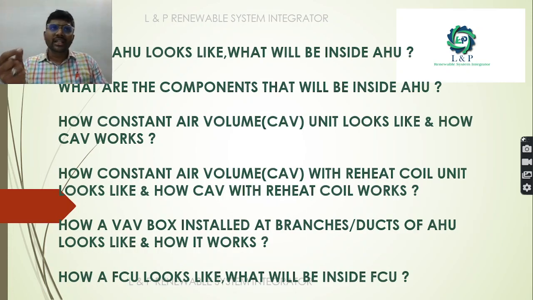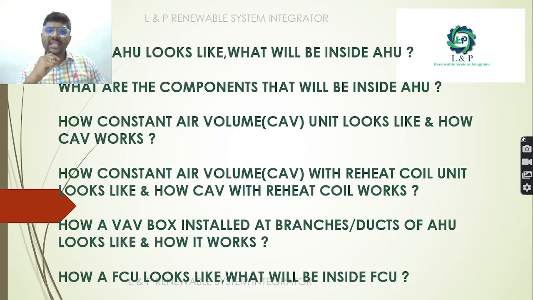So what are the things that we are going to discuss in part 5? How an AHU looks, what will be inside this AHU, and what components are present inside an AHU. How a constant air volume unit looks and works, how a constant air volume unit with a reheat coil looks and how a reheat coil works. How a variable air volume unit, that is VAV, installed at the branches of the duct of an air handling unit, works, and how an FCU looks and what will be inside the FCU.